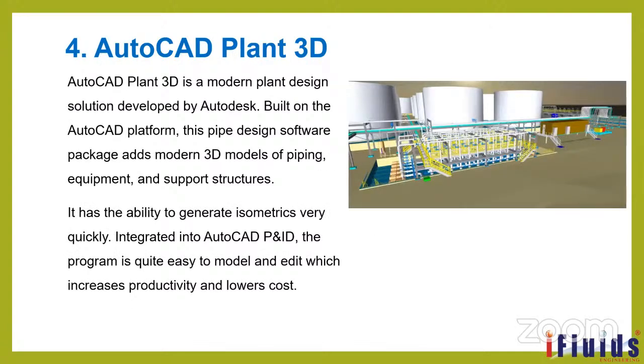The fourth one we are going to see is AutoCAD Plant 3D. We are using this widely, mostly in India. It is a modern plant design solution developed by Autodesk, built on the CAD platform. We can draw 3D models of piping, equipment, support structures, everything from this 3D software. It has the ability to generate isometrics very quickly. Like other software, we can extract the isometrics with the complete BOQ from this software. So obviously it increases productivity, lowers manpower cost, and saves our time.